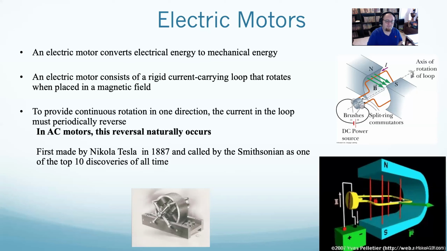Nikola Tesla made the first AC motor in 1887. It is thought to be one of the top 10 discoveries of all time. Hence, part of these magnetic fields are named after him. And it's just a motor that you put electricity in, and you make the thing spin, like so.